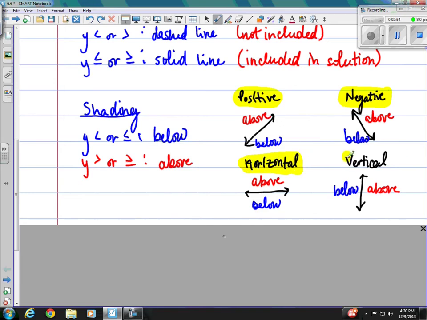Our last one is vertical. And whenever you have a vertical line, remember that's for like when you have x equals a number, because we go through your x-axis at that number. It acts like a number line, where below is everything less than, to the left, so less than is left, and then above is everything to the right, greater than to the right. But just sketch out these different types of slopes. That way, whenever you see them, you can always double check yourself and make sure you've shaded the correct region.